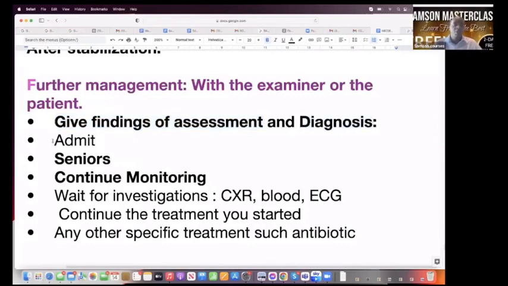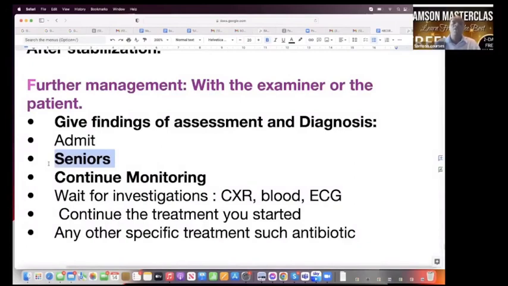Now, further management. What we need to do, we need to keep you in hospital so that we can continue the treatment. We have to keep a close eye on you with monitoring. Okay, I have requested investigations for you: the chest X-ray, the blood tests, the ECG. We're going to wait for those investigations. Once they are back, I'll come back and explain them to you. Okay, I will also take a second opinion from my seniors. If they suggest anything different from what I've told you, I will let you know.